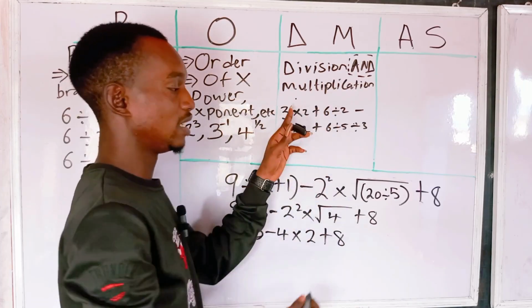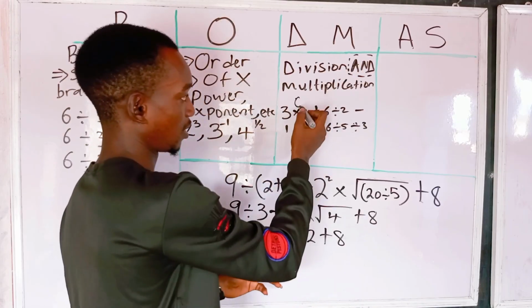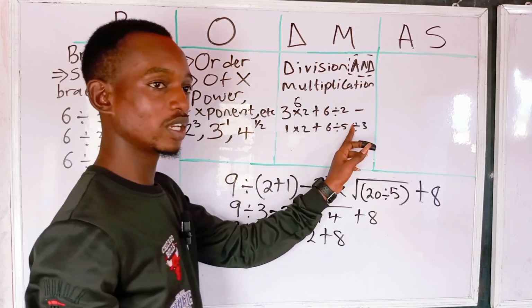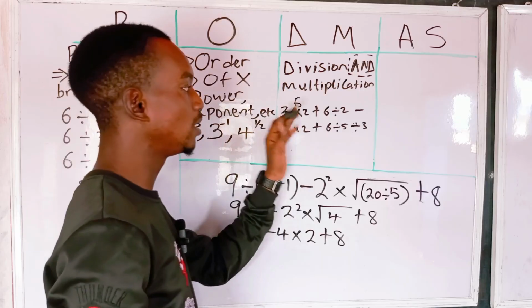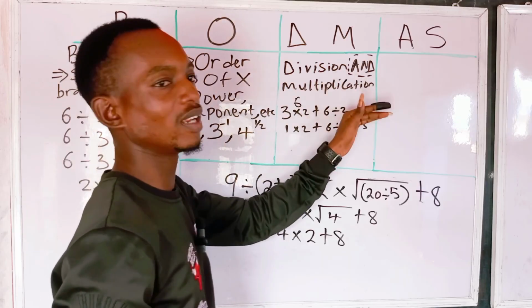That's 3 times 2. The answer you get, right? That's 6. Okay, from the left, the division again is next. 6 divided by 2, you do it. You start from the left and continue, 1 times 2, you do it. 6 divided by 5, you do it. The answer divided by 3, you do it.